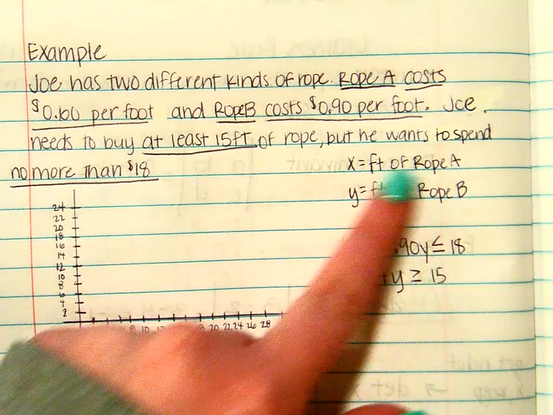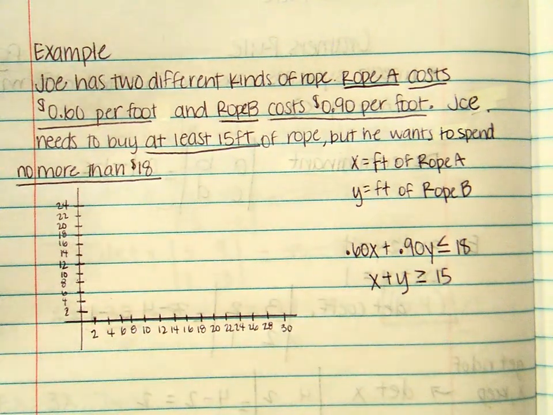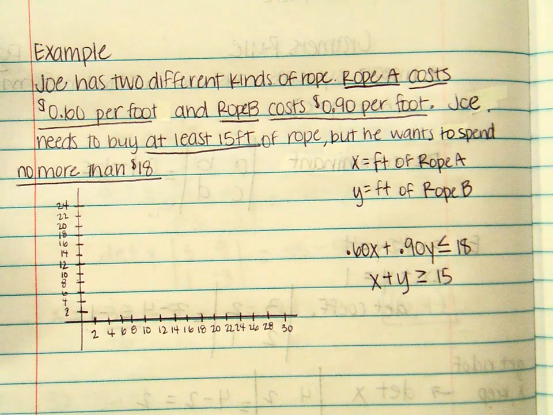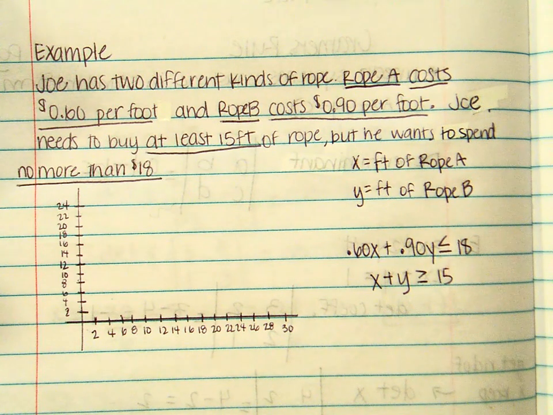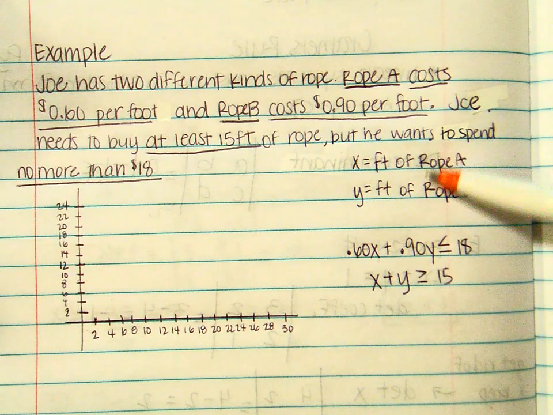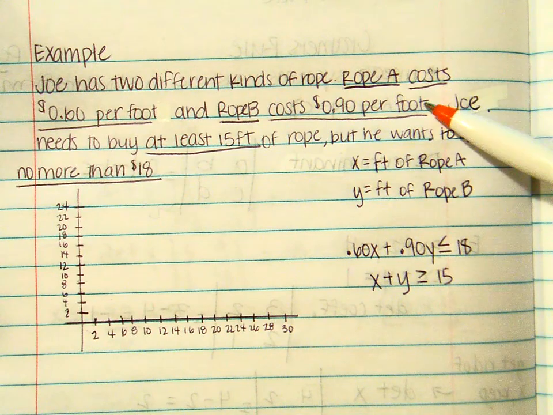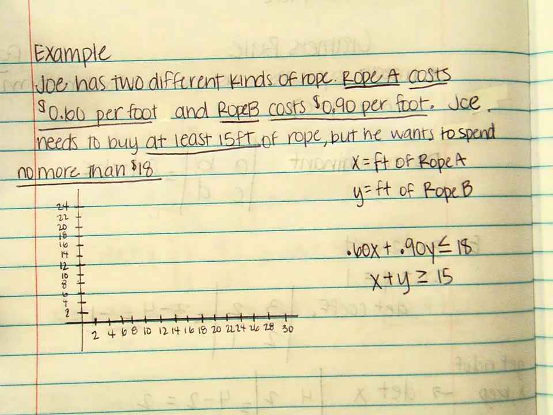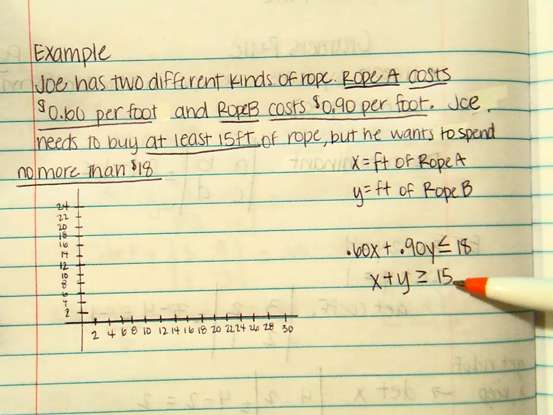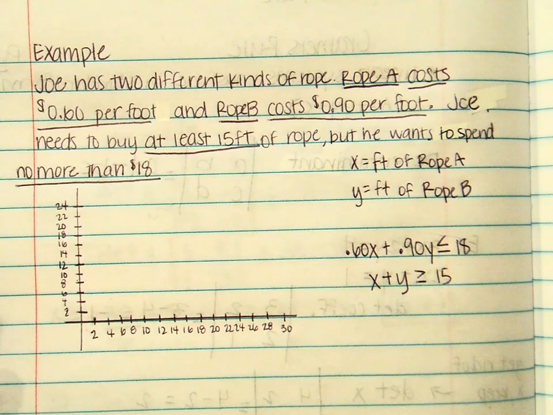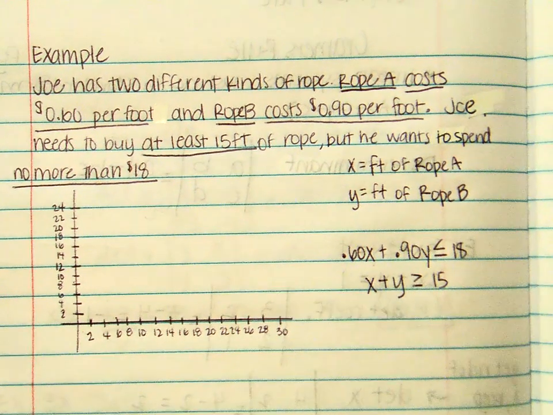So this is going to be the hardest part, just setting it up like we normally do. Setting up is where we need to pay attention and make sure that we truly understand how to set these up. Always label your variables and then look for pieces of information that match together. Like this is all talking about the cost, but then this is talking about how much rope he's going to buy.